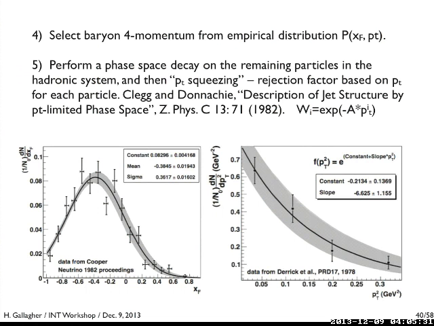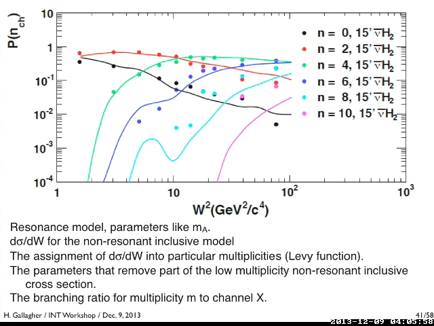This is an experimental measurement of the Feynman x distribution of protons from one of the BEBC bubble chambers, showing that they do appear predominantly in the backward hemisphere. There are also empirical results about the pT distribution of the pions, and we essentially use those two fits as PDFs in generating the particle content.